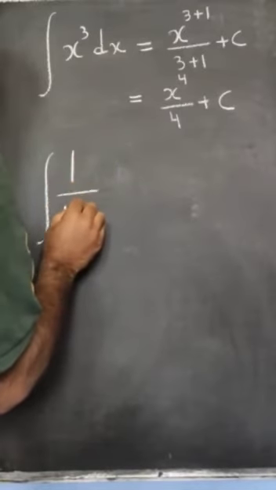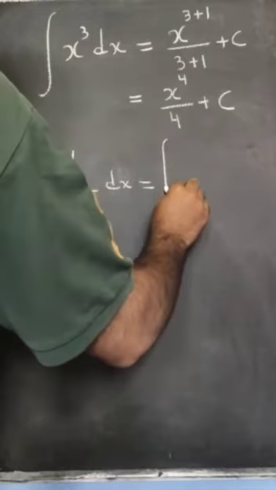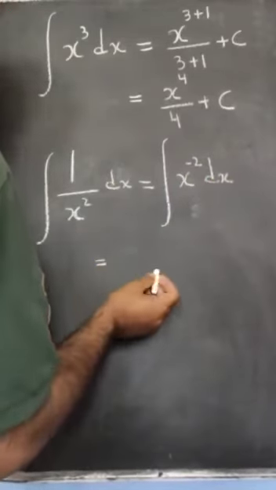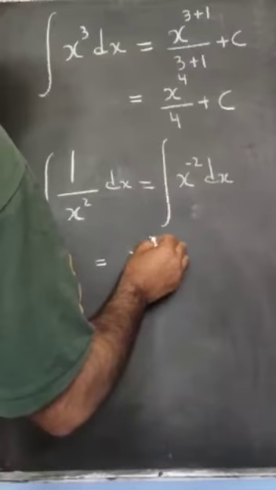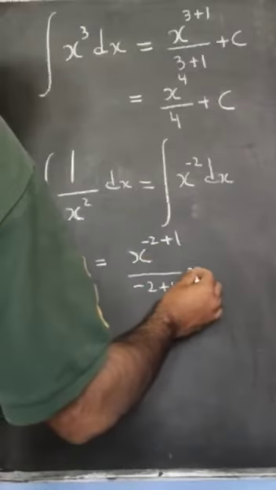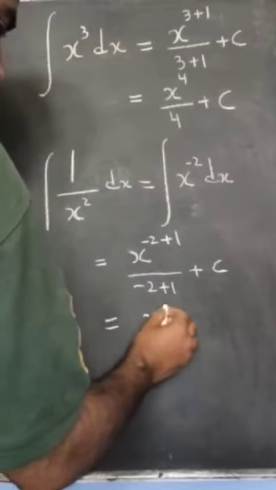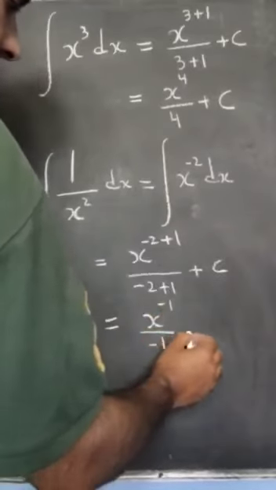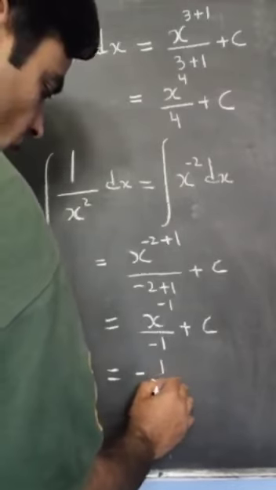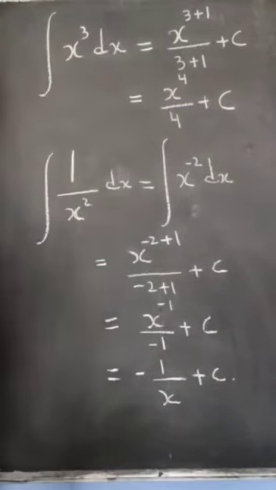If we have integral of 1 by x square dx, we can write it like this: integral of x raised power minus 2 dx, which is further equal to x raised power minus 2 plus 1 divided by minus 2 plus 1 plus constant of integration c, which is further equal to x raised power minus 1 by minus 1 plus c, or that is equal to minus 1 by x plus c. So that completes this question.